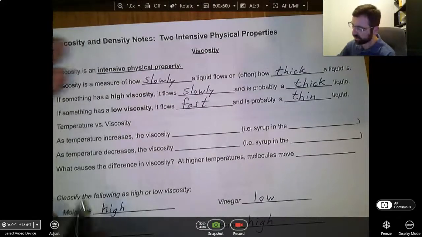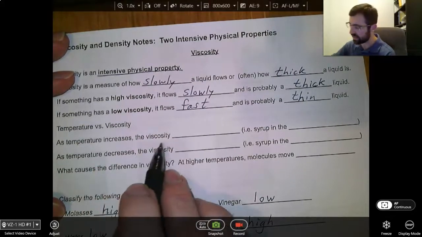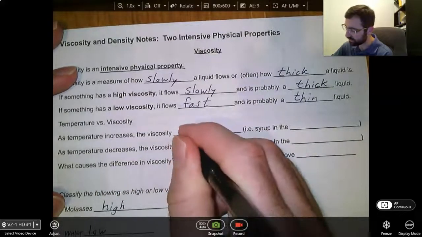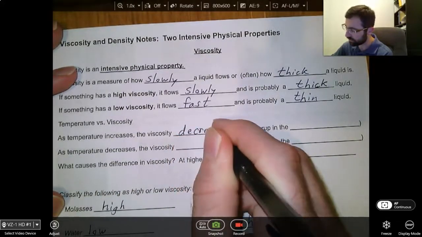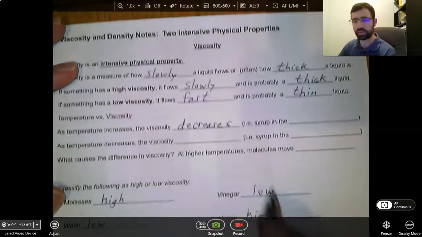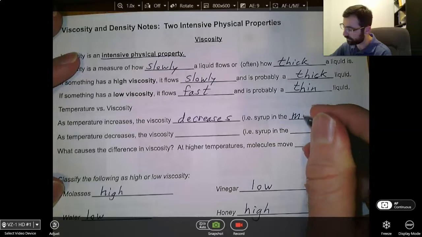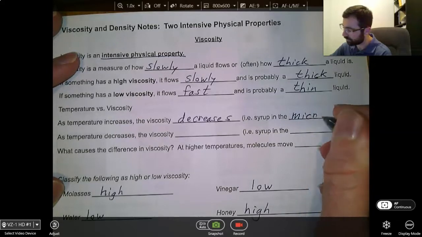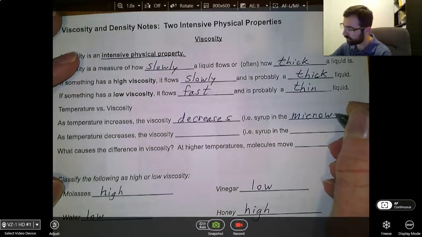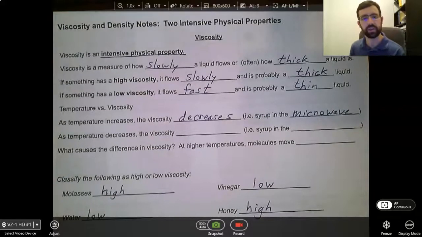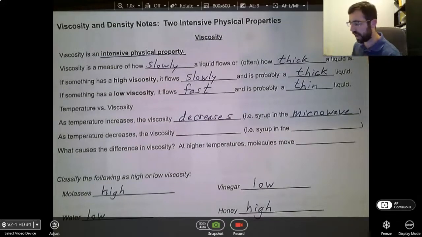All right, how does temperature affect it? Well, as the temperature increases, the viscosity decreases. Think about syrup. If you were to heat syrup up in the microwave, is it going to be more or less runny? Well, it would be more runny, so that would mean the viscosity went down. If it's more runny, it's a low viscosity. If it flows slowly, it's thick, that's a high viscosity.